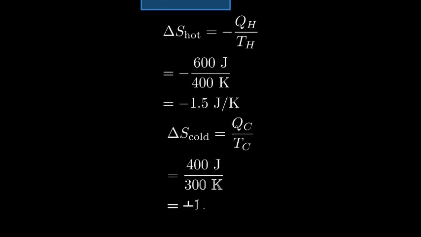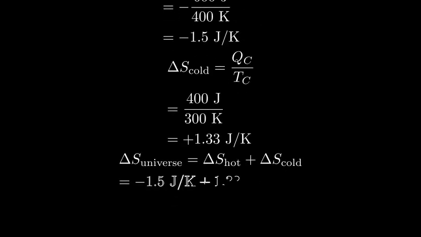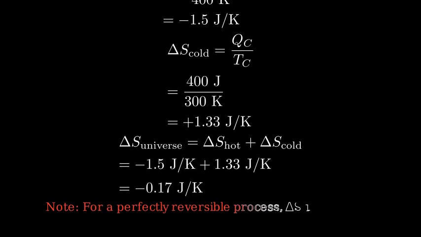Next, for the cold reservoir, which gains 400 joules of heat, the entropy change is 400 divided by 300, which equals positive 1.33 joules per Kelvin. The total entropy change of the universe is the sum, negative 1.5 plus 1.33, which equals negative 0.17 joules per Kelvin. This small negative value suggests that our process isn't perfectly reversible, as a truly reversible process would have a total entropy change of exactly zero.